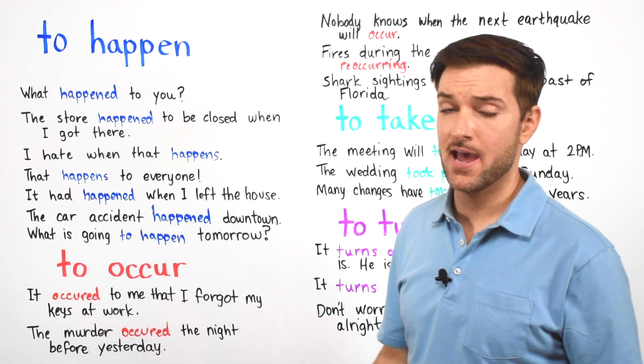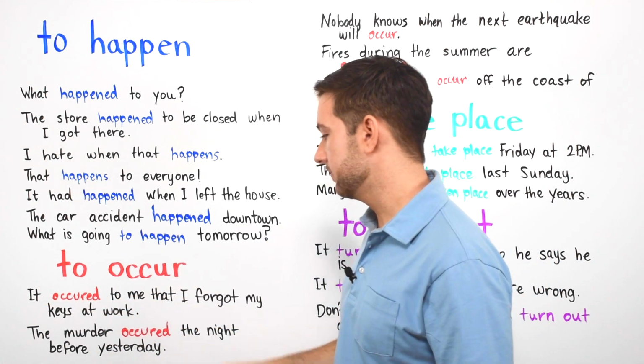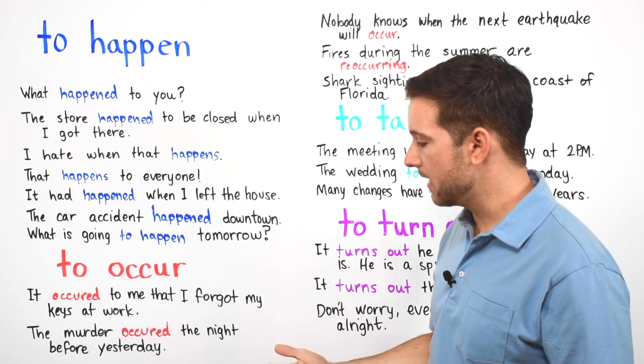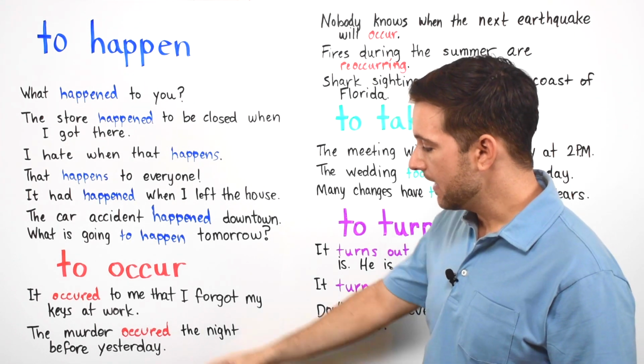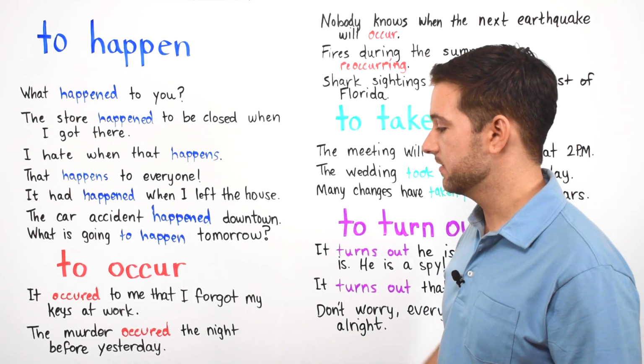You cannot say it happened to me that. We don't say that at all. You cannot say that. You only can say it occurred to me that, okay? But the murder occurred the night before yesterday. The murder happened the night before yesterday. I think occurred sounds better, personally. I think occurred sounds really good in this case.